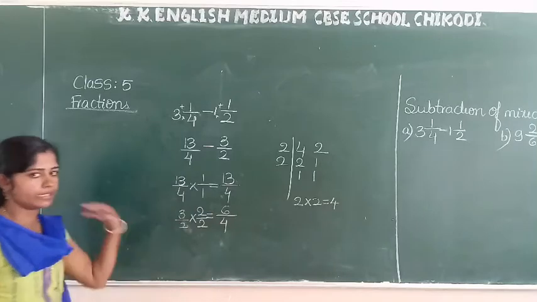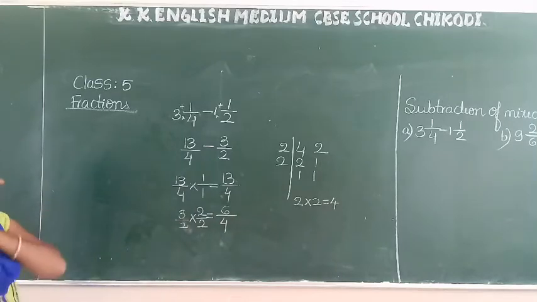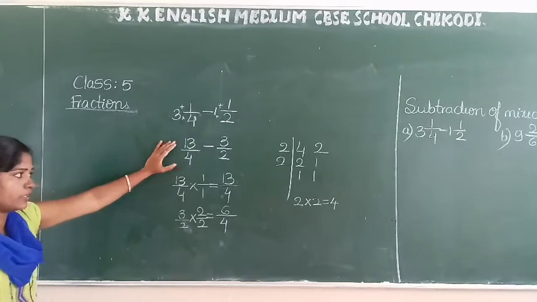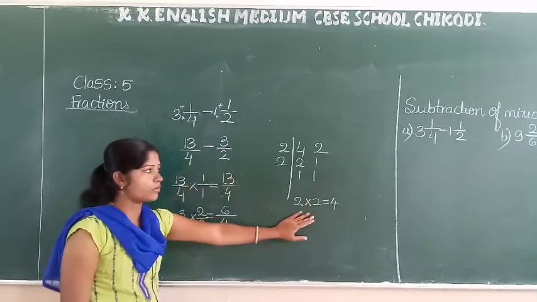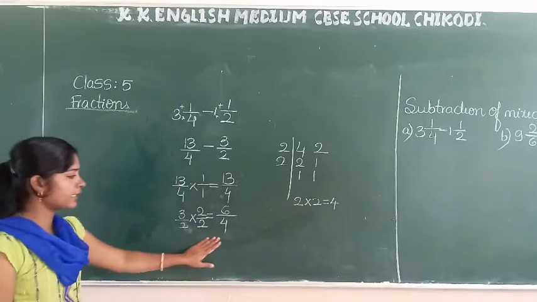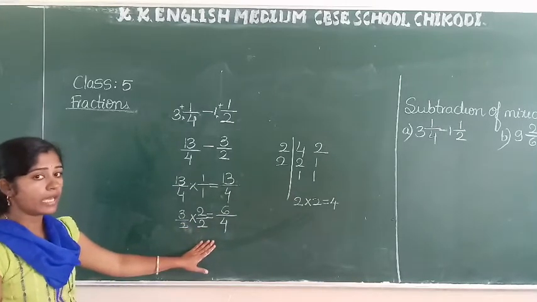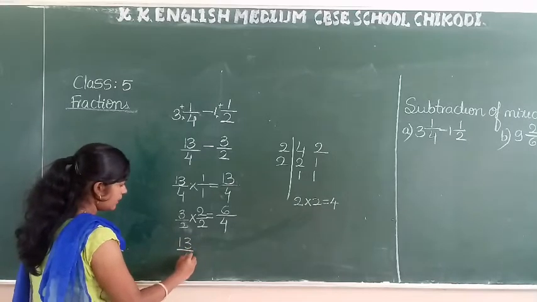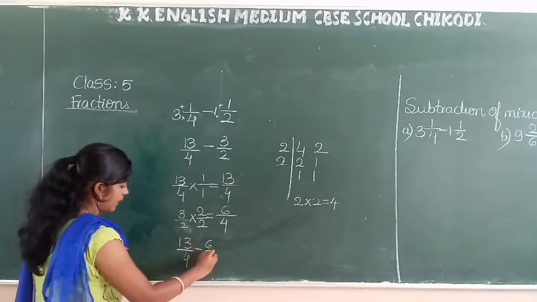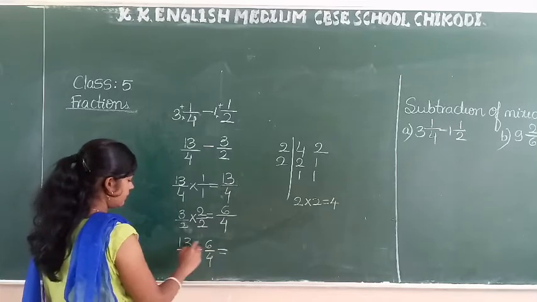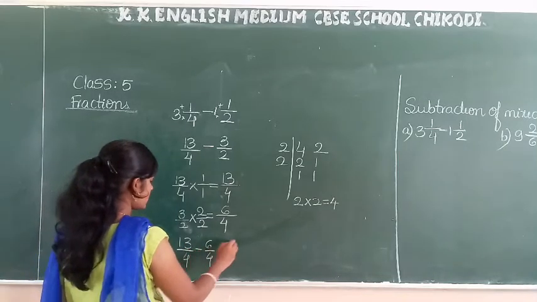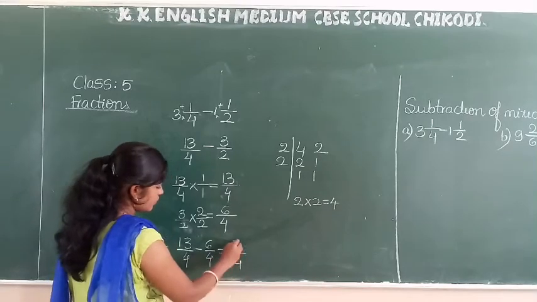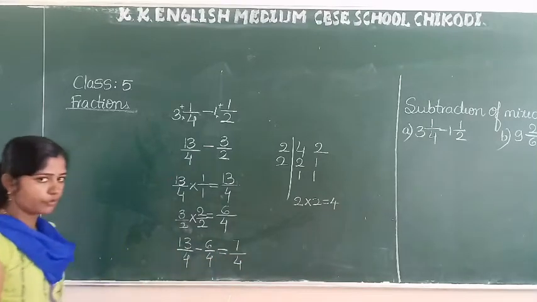I hope you are getting my point. Here I converted these mixed fractions to improper fractions. I took the LCM of 4 and 2. Next I converted them into like fractions. Next, 13 by 4 minus 6 by 4. Okay, 13 minus 6 is 7. And 4 as it is. So the answer is 7 by 4.